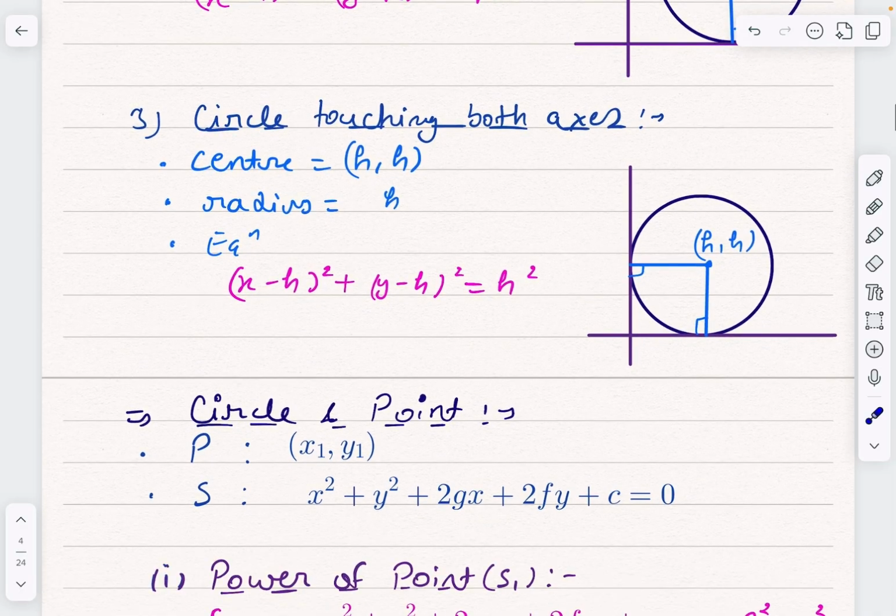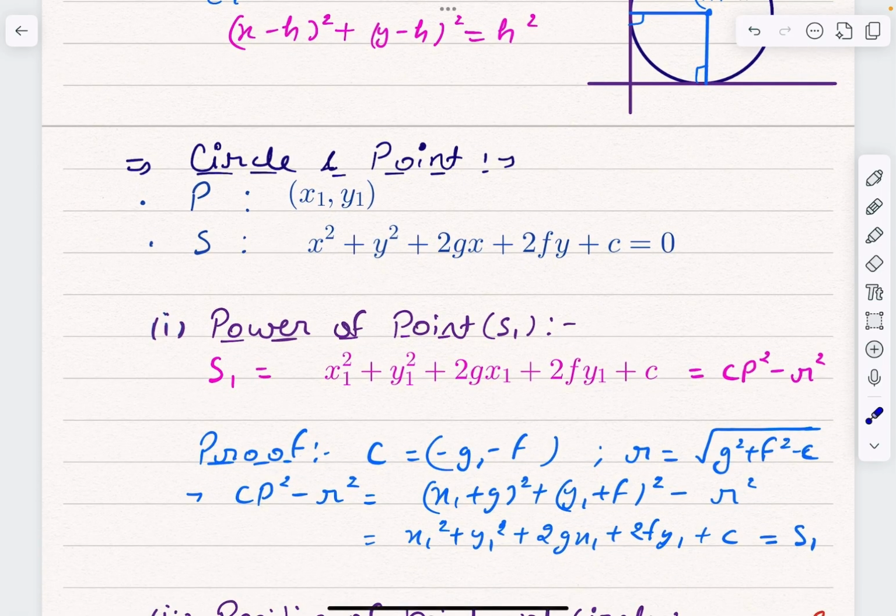Next, a circle touching both the axes. So one of the scenarios is like this. Let us say in the first quadrant we have it touching both the axes, then we will see this will also be a radius, this will also be a radius. So if I take the radius as h, this will be h, this will be h, and the center will become h comma h. So center h comma h, radius also h, the equation will be x minus h square plus y minus h square equal to h square. Next one, guys.